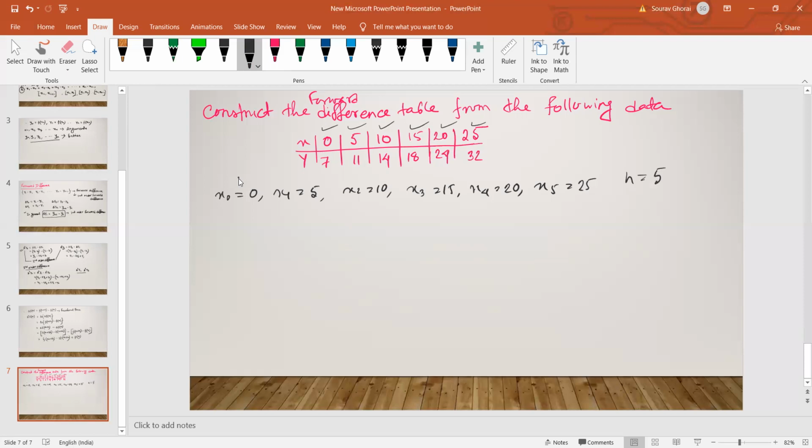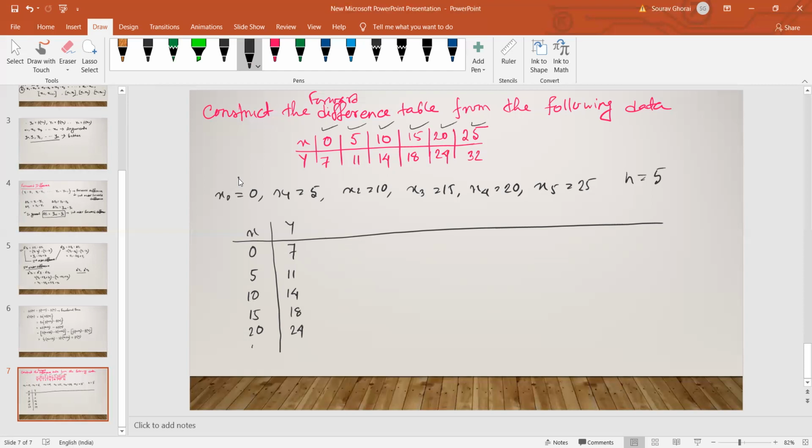So now here I'm going to construct the table. See here, I'm just writing, this is x, this is y. So here I write the values 0, 7; 5, 11; 10, 14; 15, 18; 20, 24; and 25, 32. Okay. So now I am going to find the first one, that is del y. Del y means we have to find the difference of 11 and 7, that is 4. Next, the difference of 14 and 11, that is 3. Next, 18 and 14, that is 4. 24 minus 18, that is 6. And 32 and 24, that is 8. So this is the first order difference.